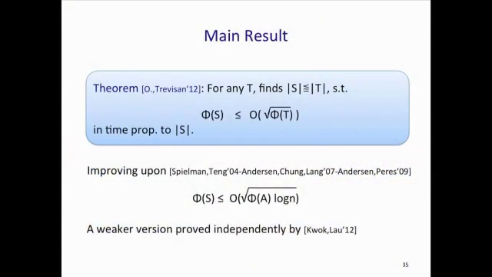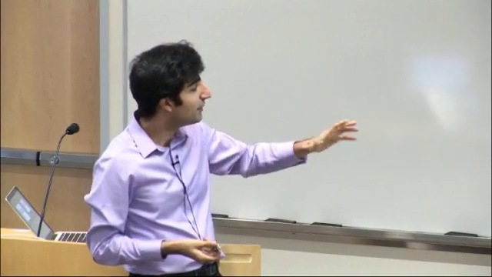So what do we prove? We show the following. For any small community, or for any target T that you would like to find, you can find a set S which is slightly larger than T with a guarantee that the conductance of S is at most square root of the conductance of T. And we can do it very fast, in time proportional to the output size. S could be much smaller than the size of the graph.